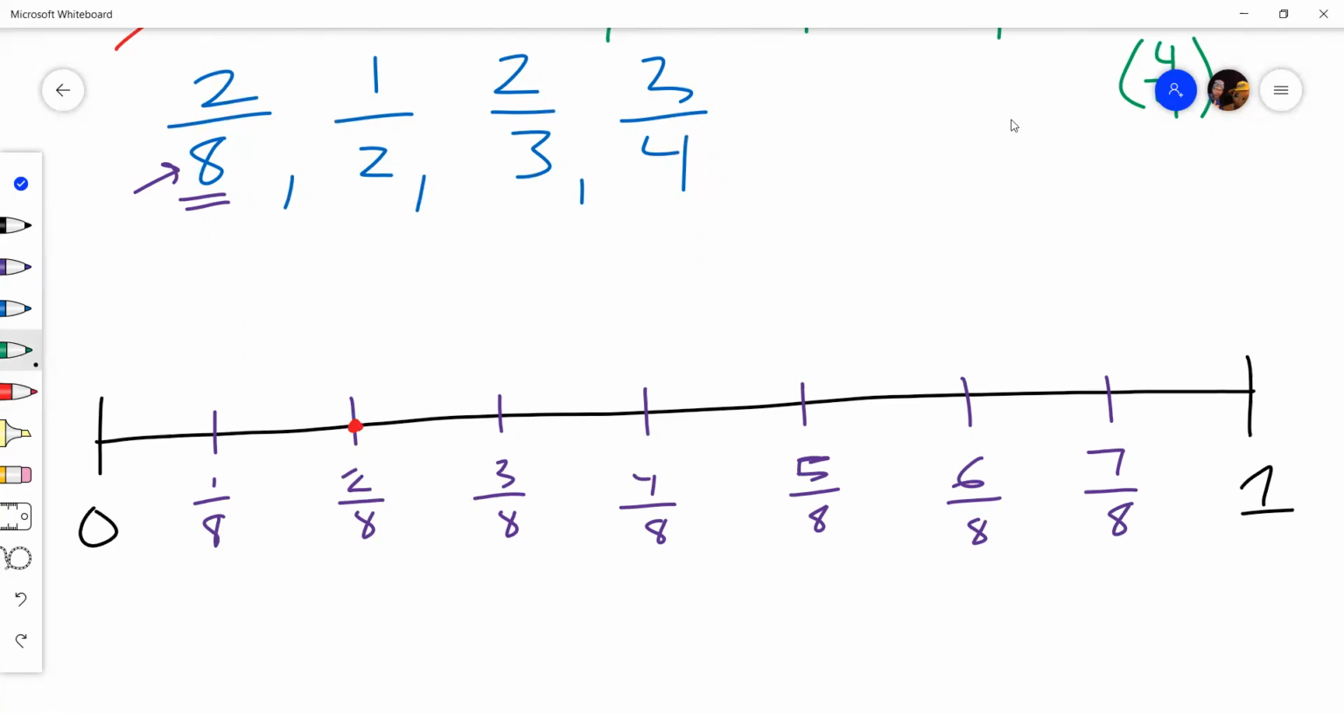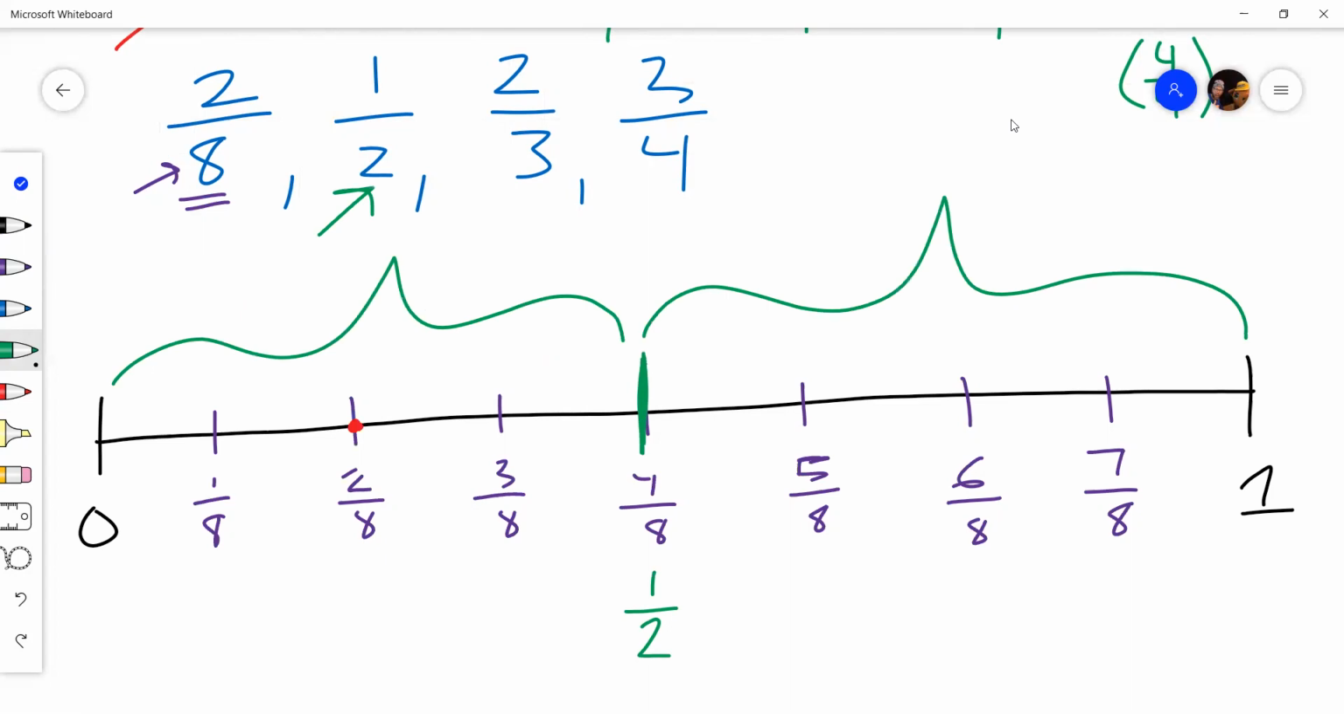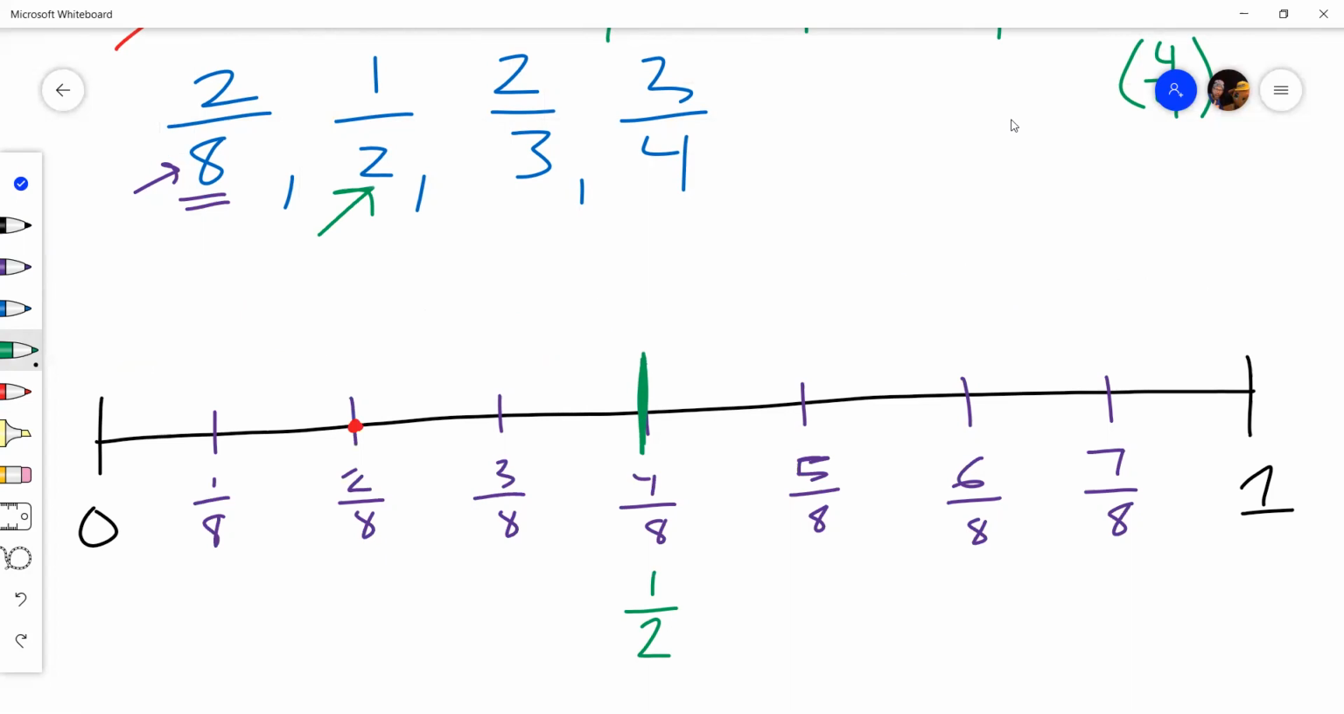Now let's move to halves. So I'm going to do that in green. So half would be right in the middle, which actually is the equivalent of this right here. It's the same place. And I know that for starters, because if we look, here's 1/2 and 2/2, like that is literally right in the middle.